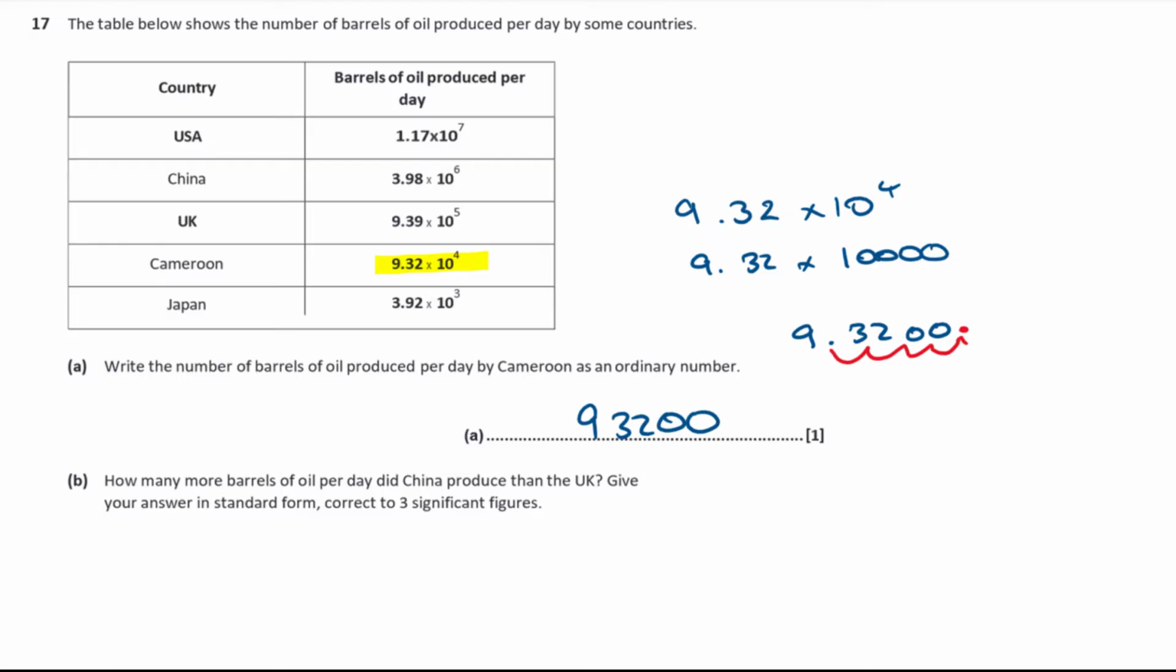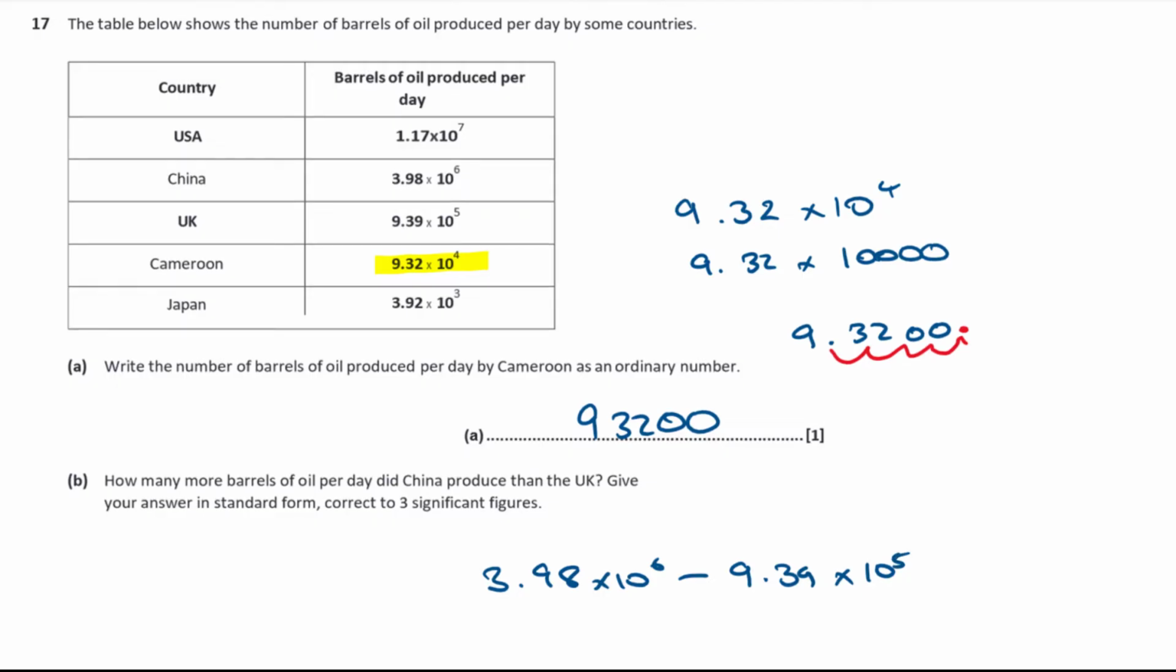How many more barrels of oil per day did China produce than the UK? Well, how many more? That's the difference, isn't it? So that's taking one number away from the other. So if we take the China number, 3.98 times 10 to the 6, and I subtract the UK number, which is 9.39 times 10 to the 5.